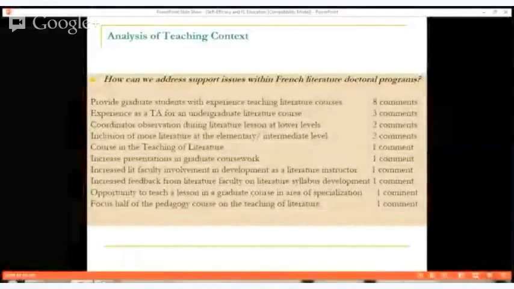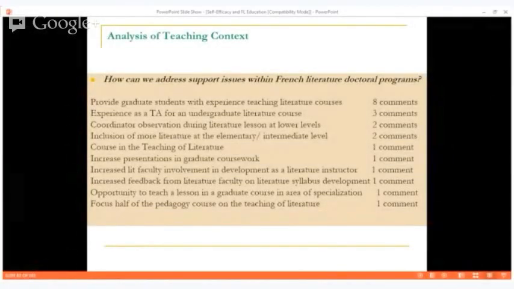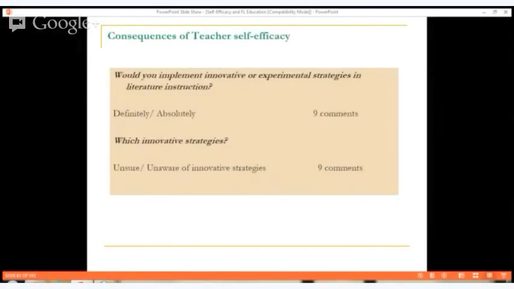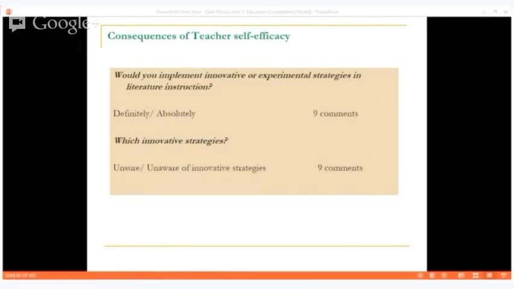And then I asked a variety of questions about how we could maybe support these issues within the doctoral program: providing graduate students with experience teaching literature, experience as a TA, focus half the pedagogy course on the teaching of literature, increase feedback from literature faculty on literature skills development. So these were all ideas that they had. In terms of the consequences of teacher self-efficacy, I said, would you implement innovative or experimental strategies in teaching literature? And they said, absolutely. And so which ones? And they said, I don't know.